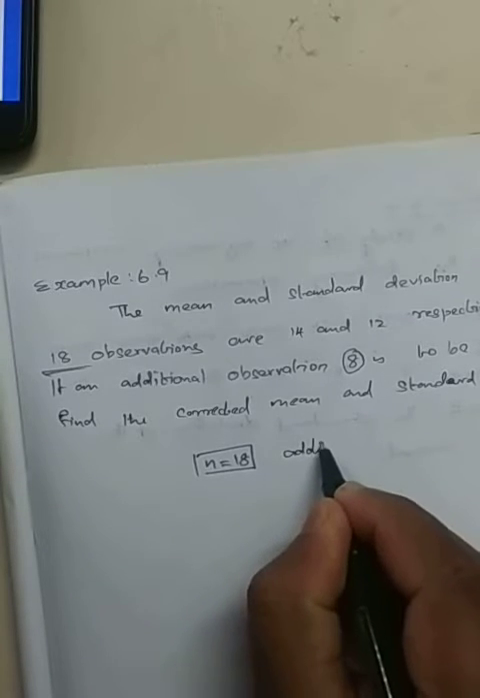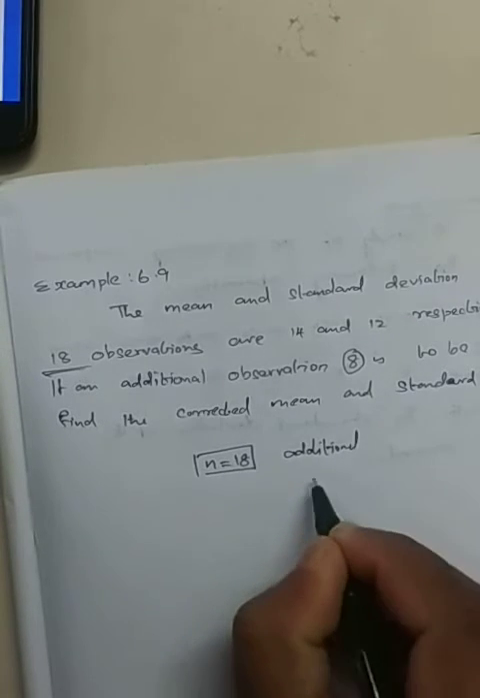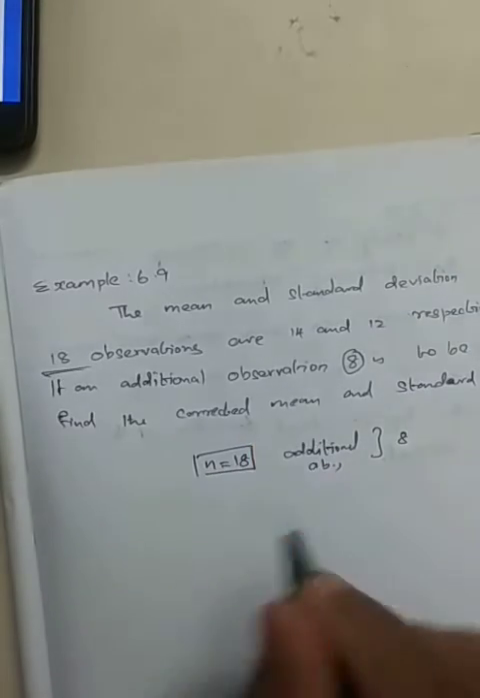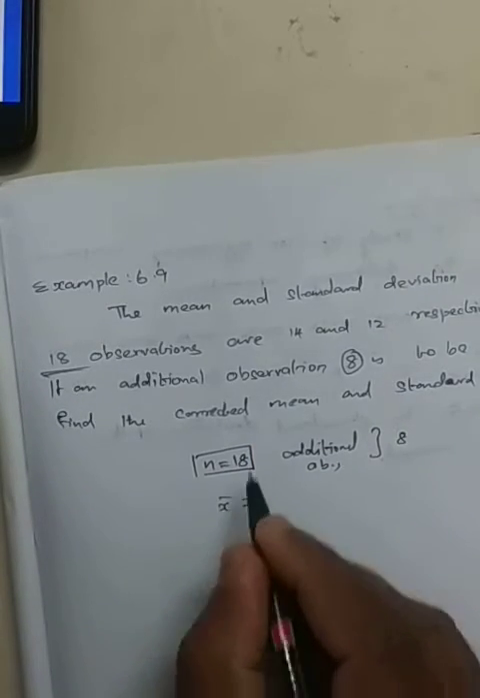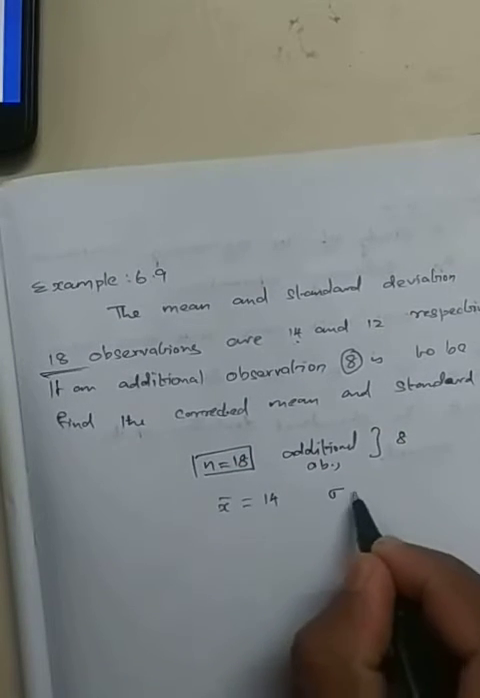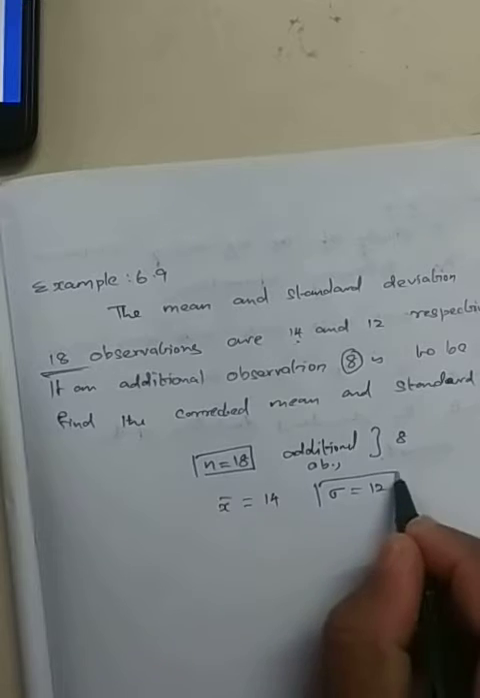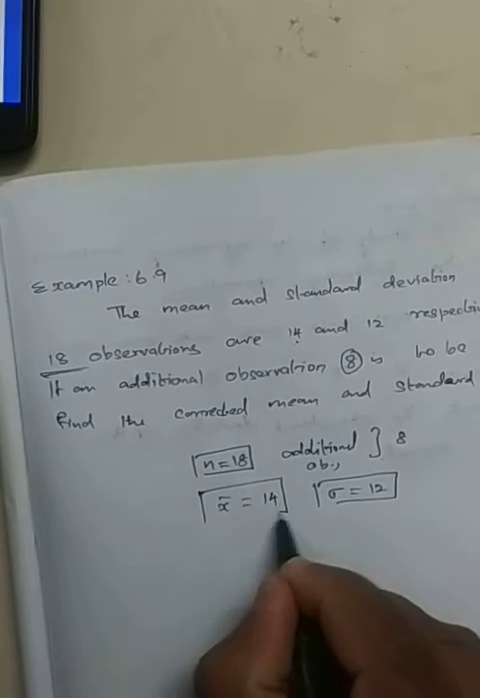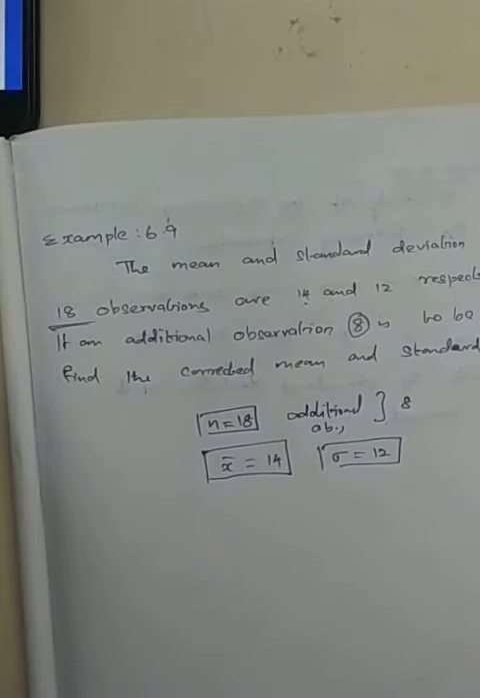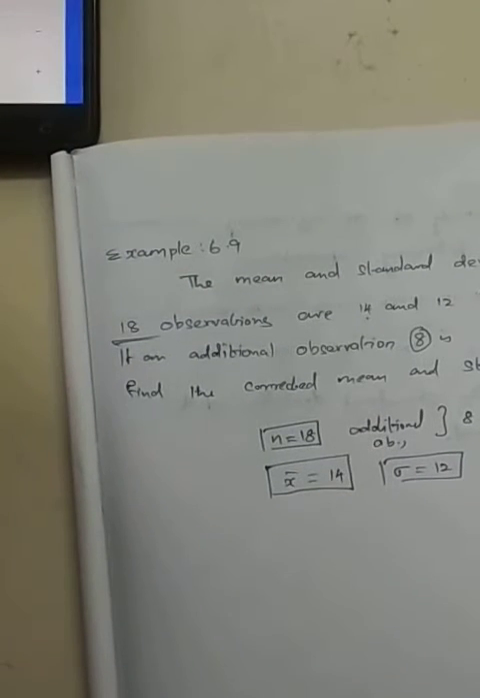Additional observation is 8. Mean x bar is 14 and standard deviation sigma is 12 here. So these are the data we are having. So now we need to calculate the exact mean and then the standard deviation.